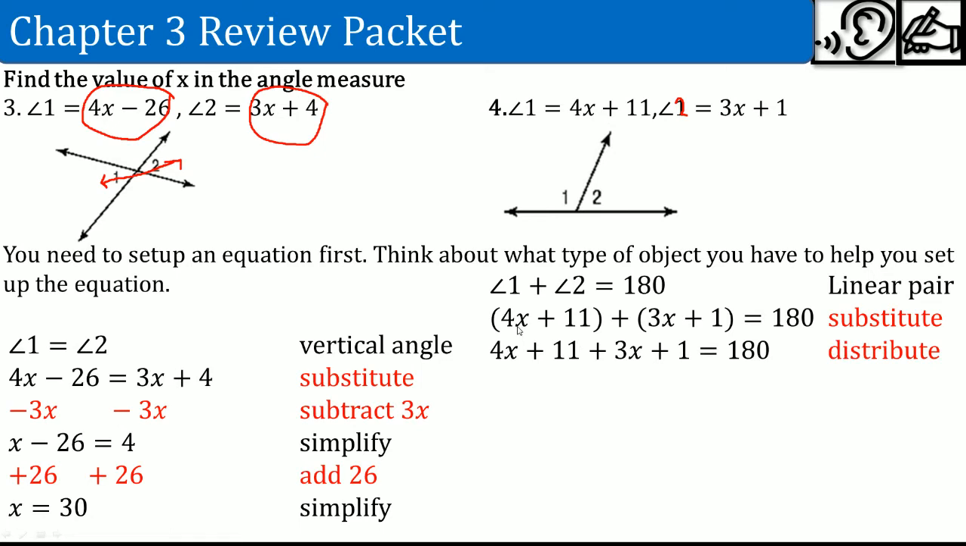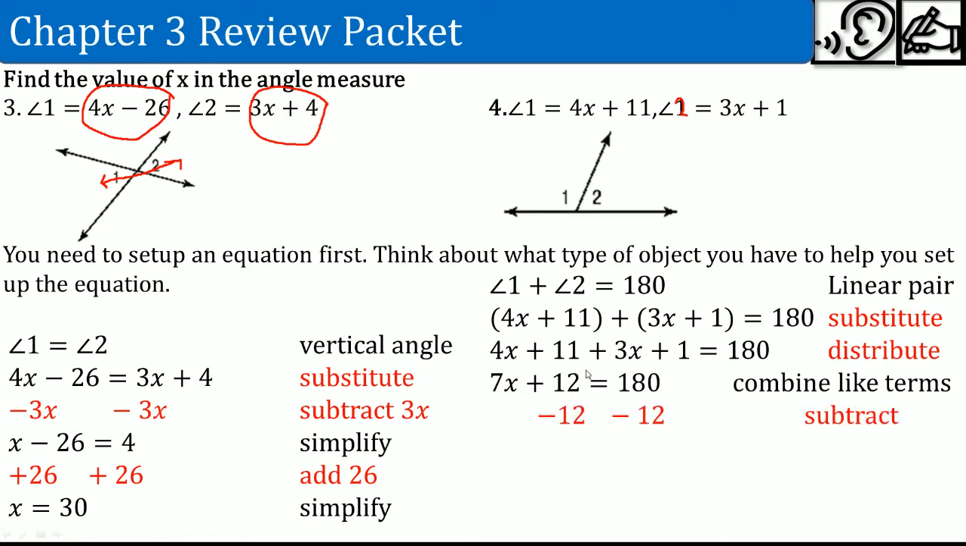Okay, 4x plus 3x becomes 7x. 11 plus 1 becomes 12. There you go. Subtract 12 from both sides, bring everything down. 7x equals 168. Divide by 7 on both sides, you get x equals 24.